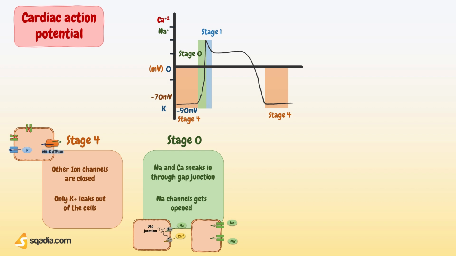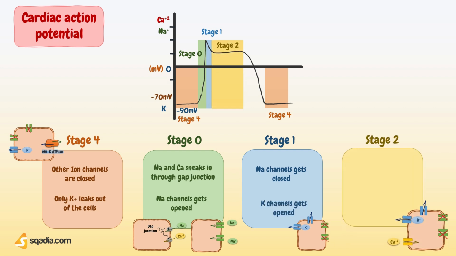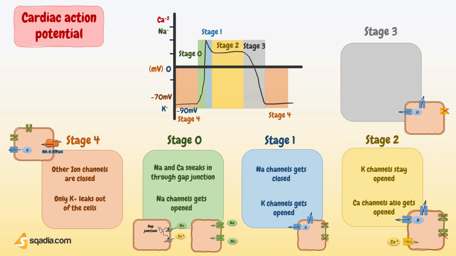Next comes the stage 1. That is a fast repolarization phase, where the sodium channel gets closed and only potassium channels are opened. Next is stage 2, where calcium channels opening balances the potassium channels. Hence, both calcium and potassium channels are opened. And then lastly comes stage 3, where again, all channels are closed, only voltage-gated potassium channels are opened. Then again, stage 4 comes, and the cycle continues.